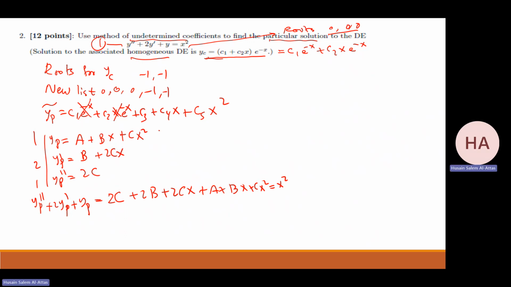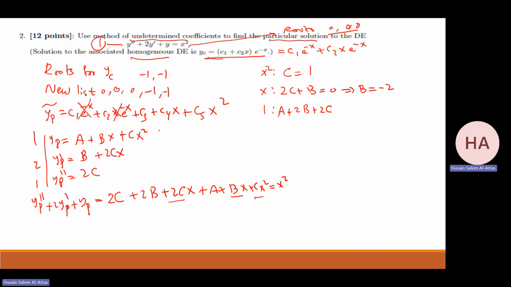Okay. So I have what? I have the coefficient of X squared. It's what? C. And it's 1 on the other side. This is gone. Coefficient of X. What gives me X? 2C plus B, and that should be 0. C is 1, so B equals minus 2. Constant, we have what? A plus 2B plus 2C.